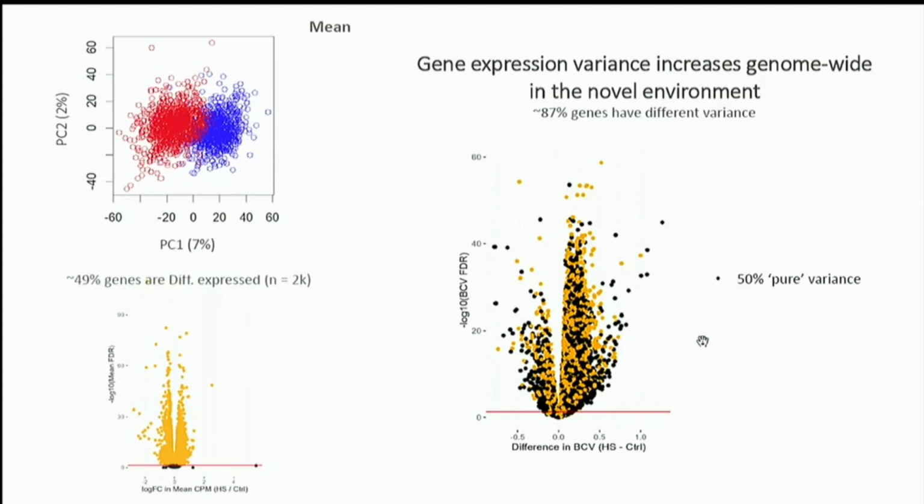But if I tell you that all these black dots don't change their mean, but they do change their variance significantly, then it's interesting, because then I can argue that whatever is associated with these genes might be driven by changes in variance. That's why this obscene number of 2K here is important, because I'm very, very confident that these genes do not change mean expression.